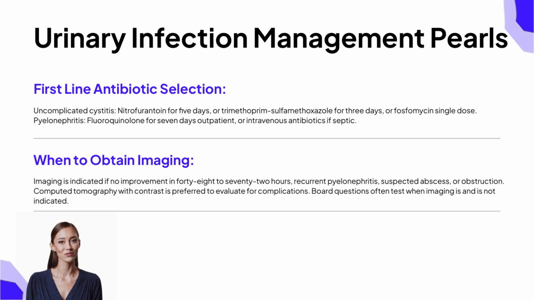Here are some key management pearls to remember. For uncomplicated cystitis, you have 3 first-line options: nitrofurantoin for 5 days, TMP-SMX for 3 days, or fosfomycin single dose. Boards may test you on why fluoroquinolones aren't first-line for simple cystitis.